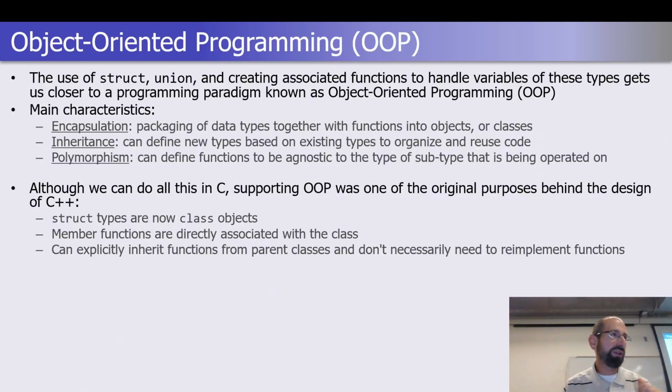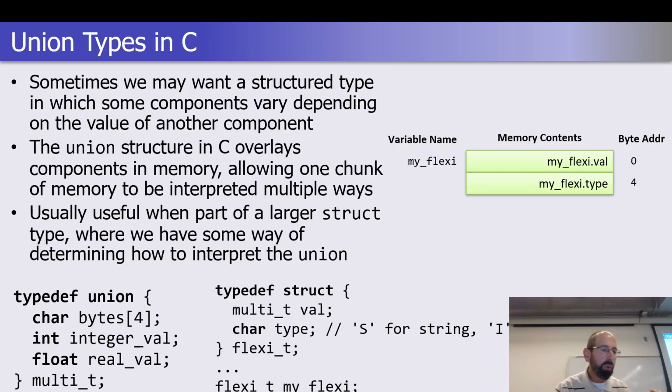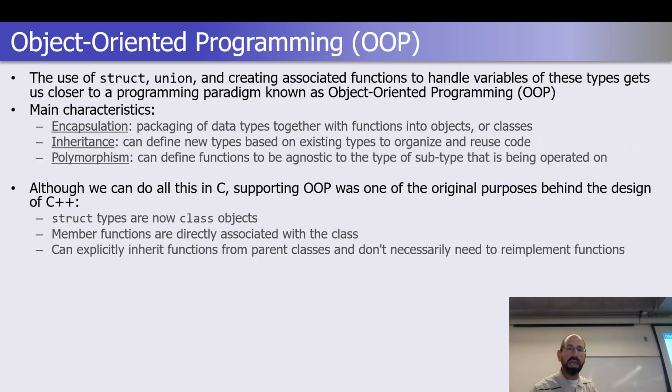But when we start to talk about unions and the flexibility, where sometimes we treat it as a byte array, sometimes as an integer, sometimes as a float, as well as structures of arrays of structures, combining and building that hierarchy of these individual structured data types. This use, as well as the associated functions we would be writing for those structures, this use of custom data types and associated functions to handle variables of those types gets us closer to a separate programming paradigm known as object-oriented programming.